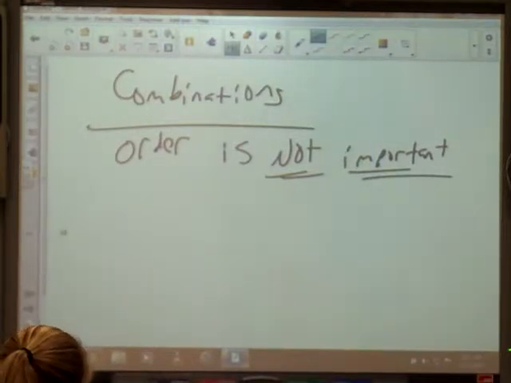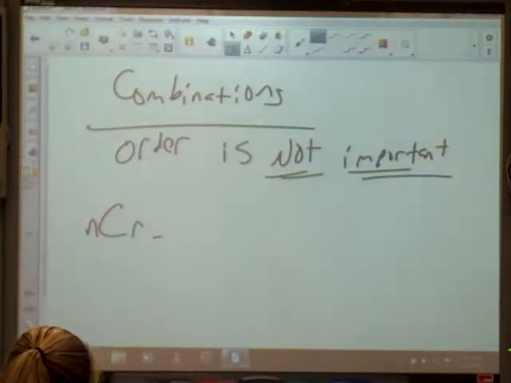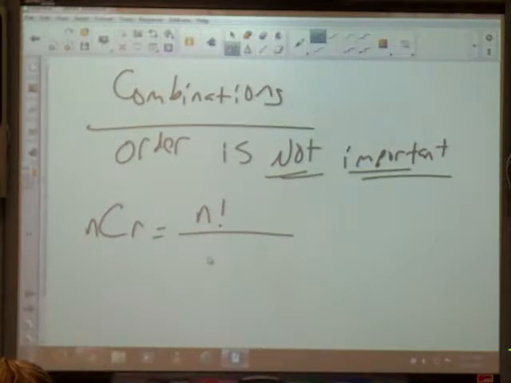Formula for combinations, how many, is equal to, it's still n factorial on top. Bottom starts off the same, n minus r factorial, but then we have to multiply that by r factorial again. So it adds that r factorial piece on the bottom.